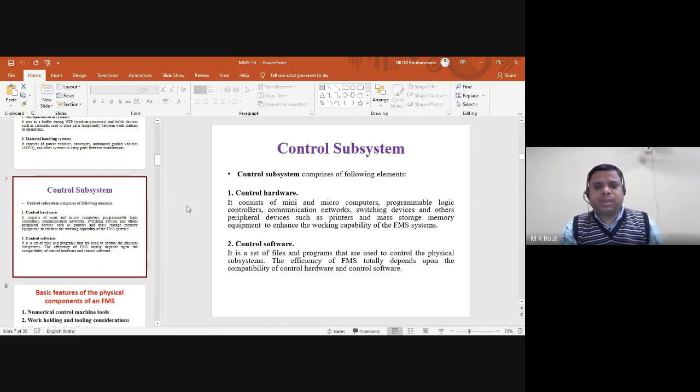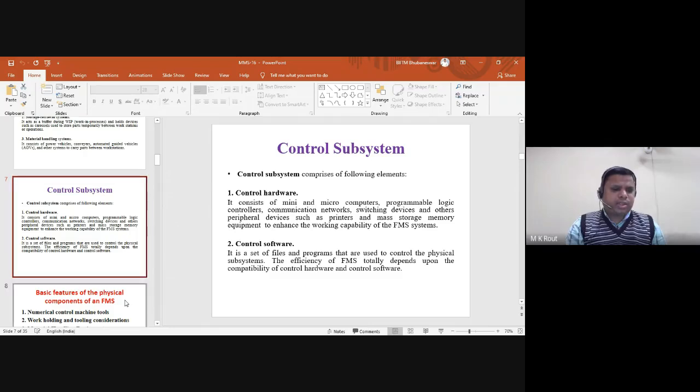These also control the different software. As I told, the widely used software includes computer-aided design, computer-aided manufacturing, and computer-integrated manufacturing. These are very widely used in a manufacturing environment.